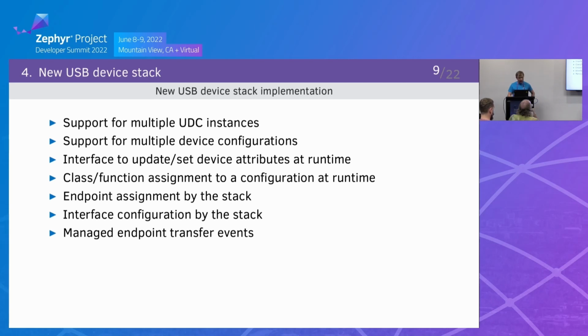So the interface configuration is done by the stack, and we will have managed endpoint transfer events. There's a single event message queue from the lower layer, and it's up to the stack to find the right class instance to forward results from the endpoint transfer.